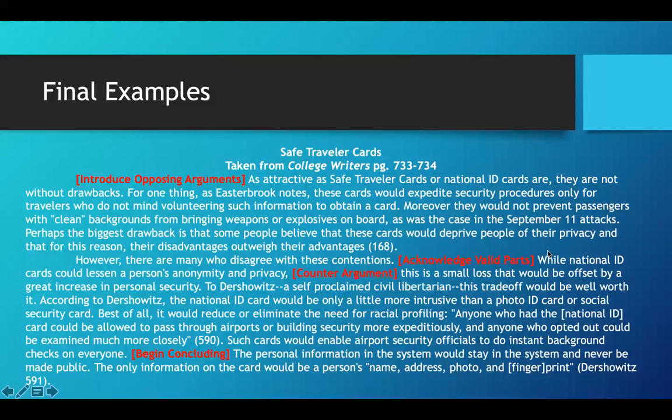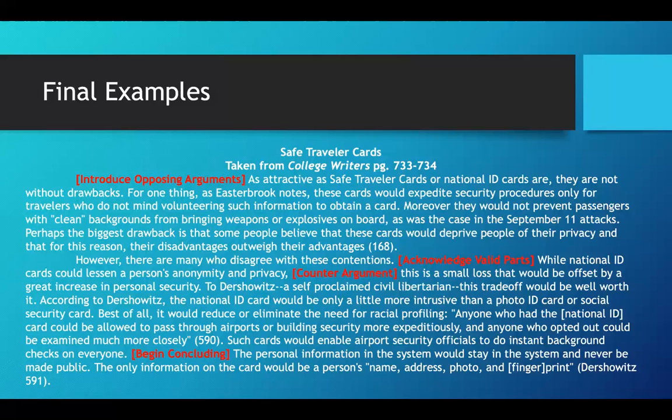So we have here: As attractive as safe traveler cards or national ID cards are, they are not without drawbacks. For one thing, as Easterbrook notes, these cards would expedite security procedures only for travelers who do not mind volunteering such information to obtain a card. Moreover, they would not prevent passengers with clean backgrounds from bringing weapons or explosives on board, as was the case in the September 11th attacks. Perhaps the biggest drawback is that some people believe that these cards would deprive people of their privacy, and that for this reason, their disadvantages outweigh their advantages. However, there are many who disagree with these contentions.